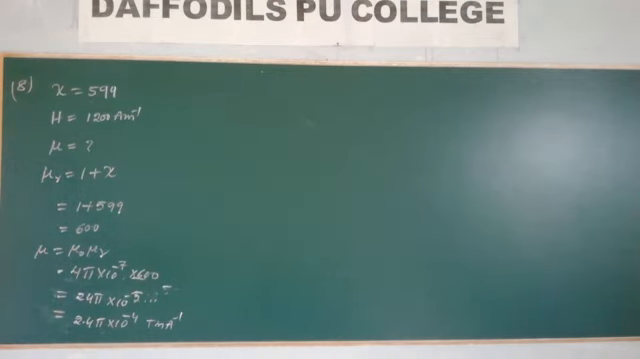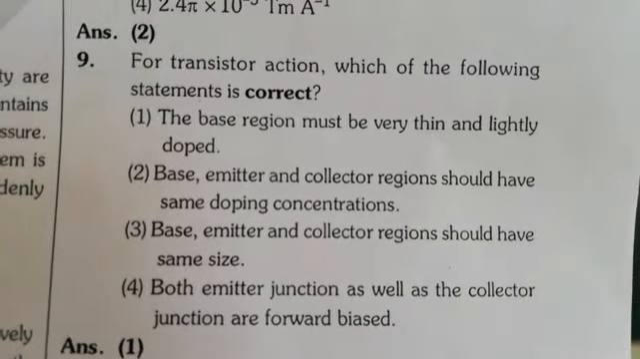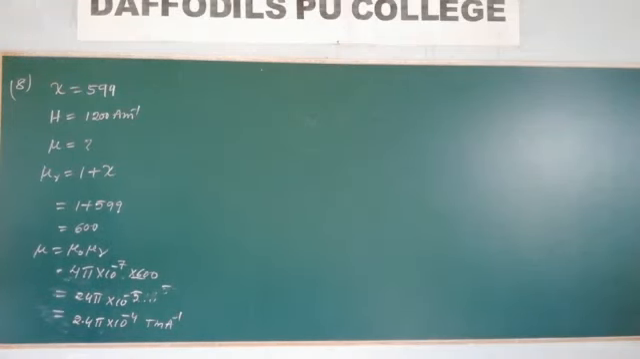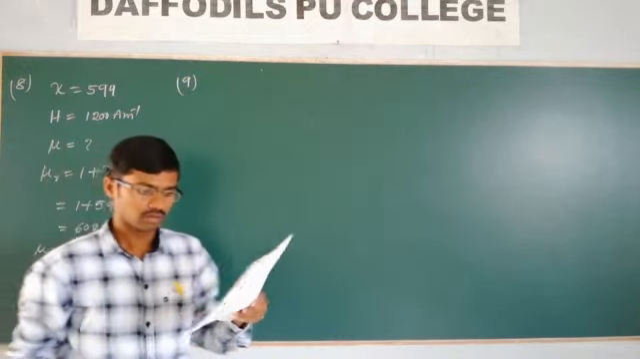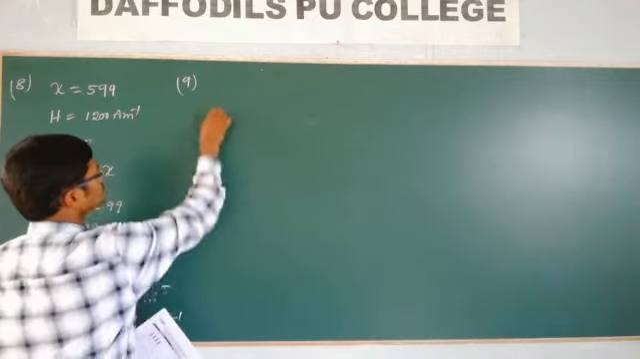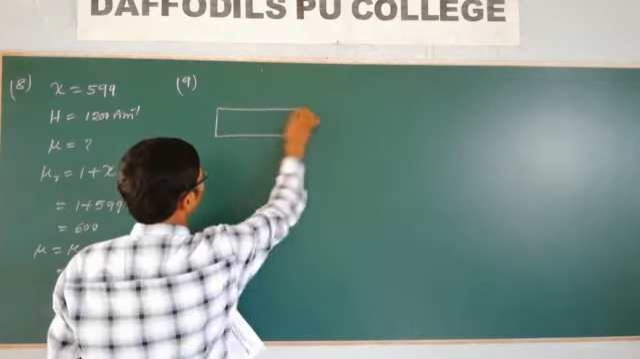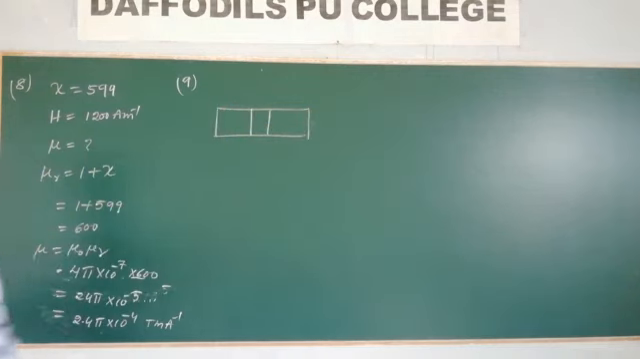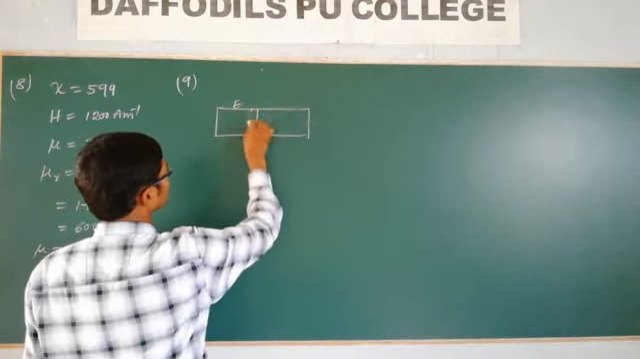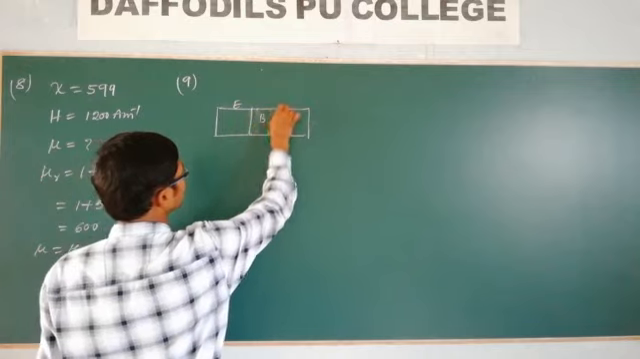Let us see ninth one, which is based on transistor. For transistor action, which of the following statements is correct. So transistor, let us see what are the parts of the transistor. We have emitter, base and collector.